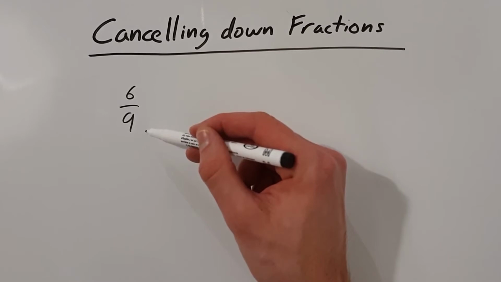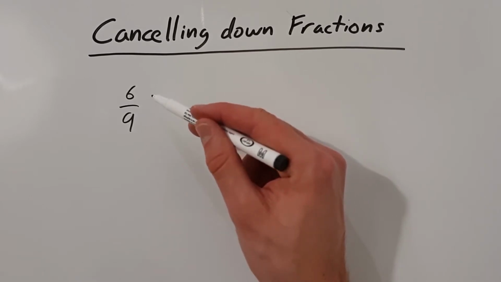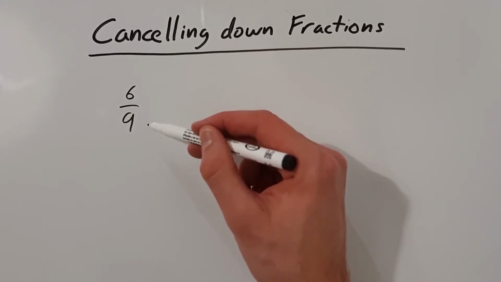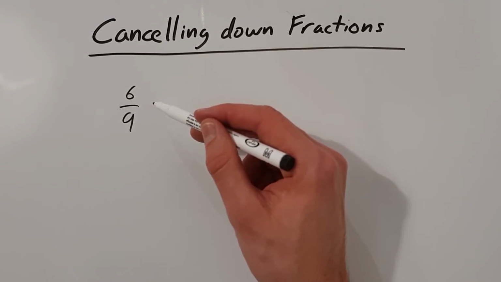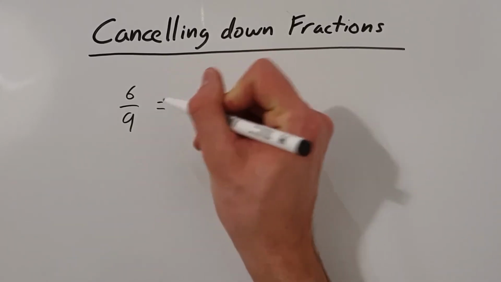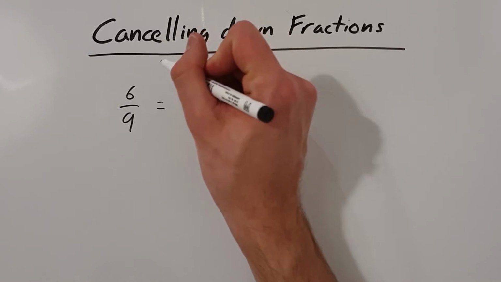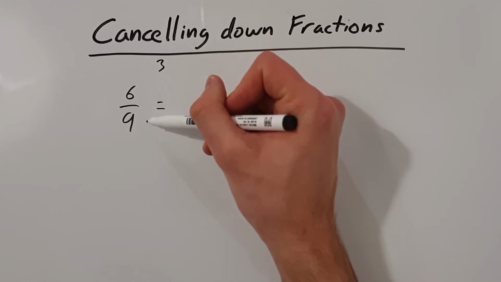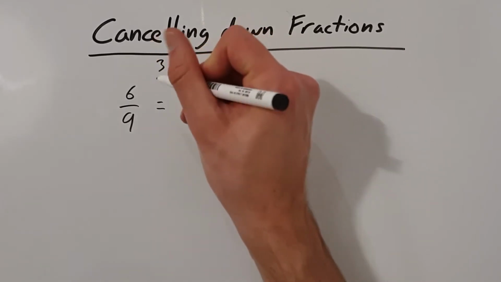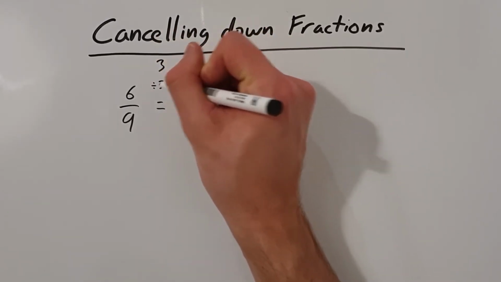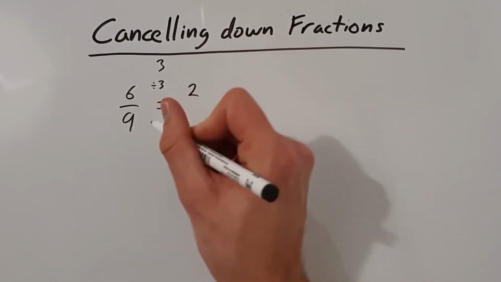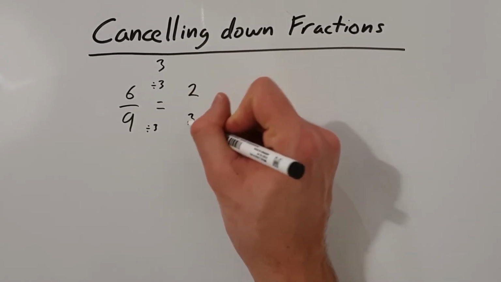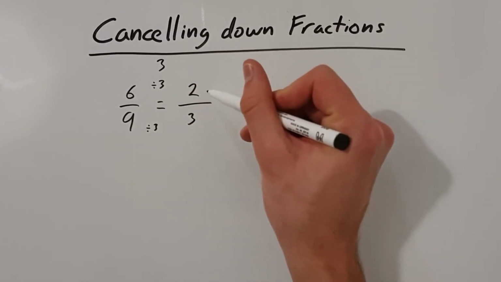And if we look at this, hopefully we can spot that 6 and 9 are both in the 3 times table, which means that 6 and 9 both have a factor of 3. So we can use this to cancel down our fraction. So once we have our factor, 3, what we then do is we divide the numerator and denominator both by this factor. So we divide the top, 6 divided by 3, that's 2. And then we also divide the denominator, 9, by 3 as well, and that's 3. And that gives us 2/3.